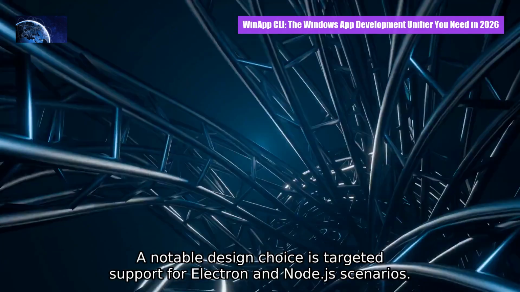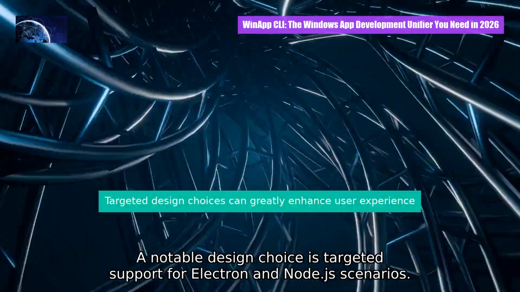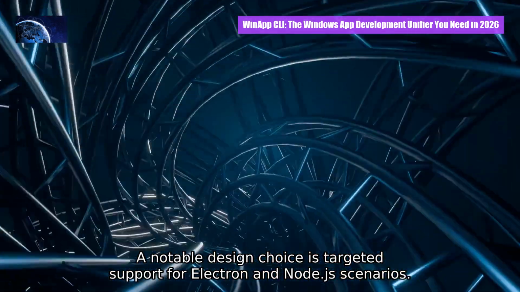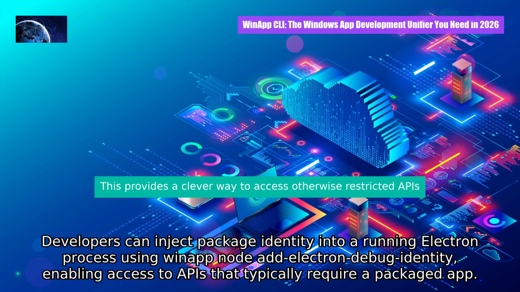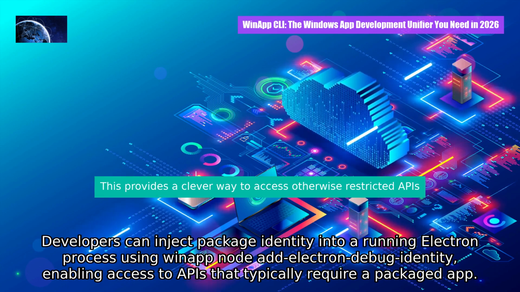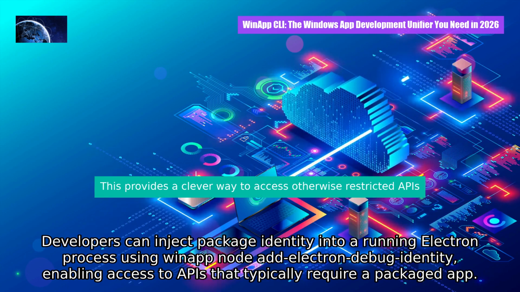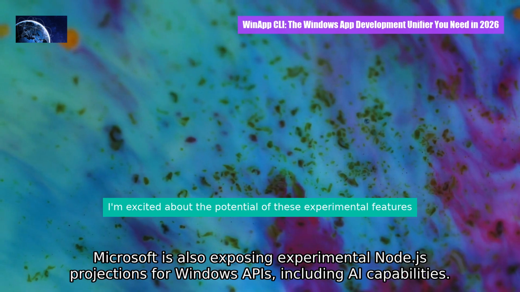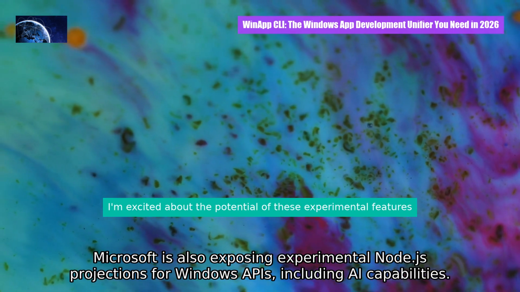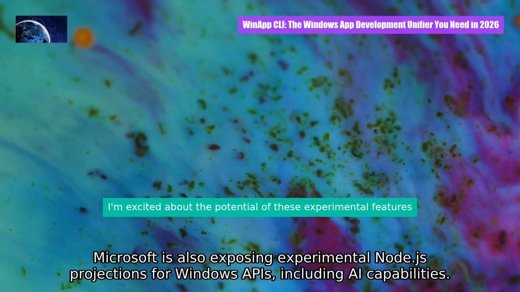A notable design choice is targeted support for Electron and Node.js scenarios. Developers can inject package identity into a running Electron process using winapp node add-electron-debug-identity, enabling access to apps that typically require a packaged app. Microsoft is also exposing experimental Node.js projections for Windows apps, including AI capabilities.